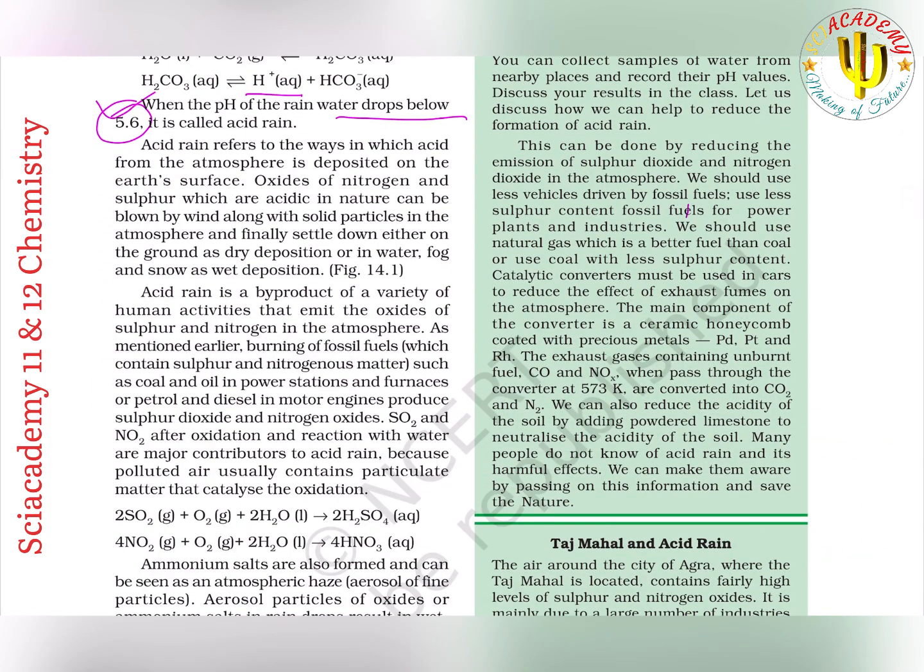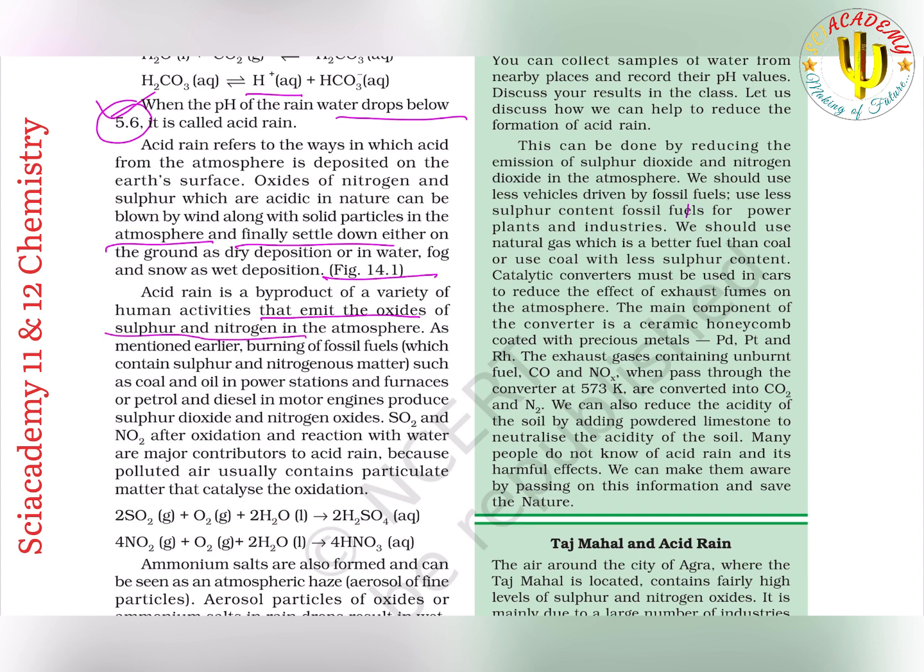Acid rain refers to the ways in which acid from the atmosphere is deposited on the Earth's surface. Oxides of nitrogen and sulfur, which are acidic in nature, can be blown by wind along with solid particles in the atmosphere and finally settle down either on the ground as dry deposition or in water, fog, and snow as wet deposition. Figure 14.1. Acid rain is a byproduct of a variety of human activities that emit the oxides of sulfur and nitrogen in the atmosphere.